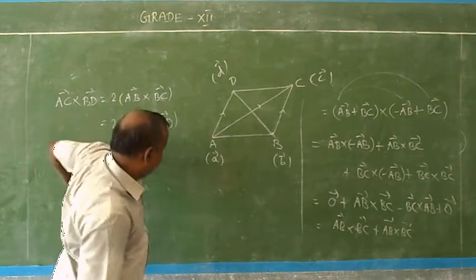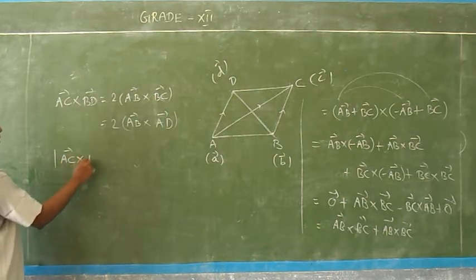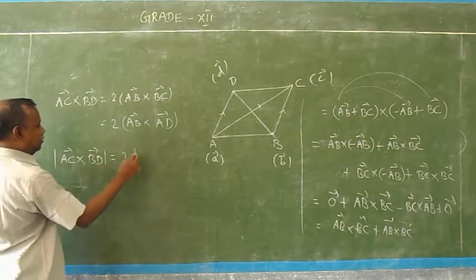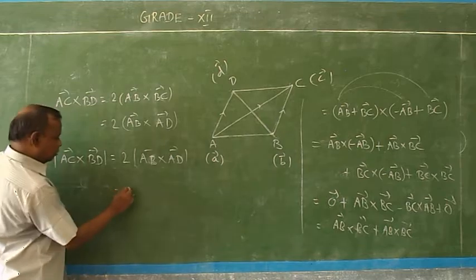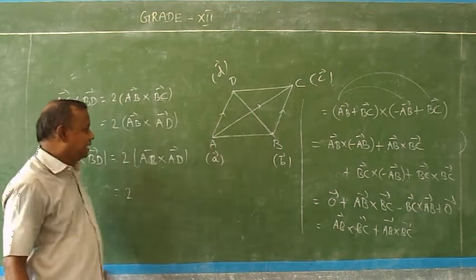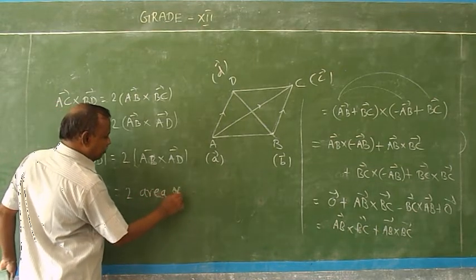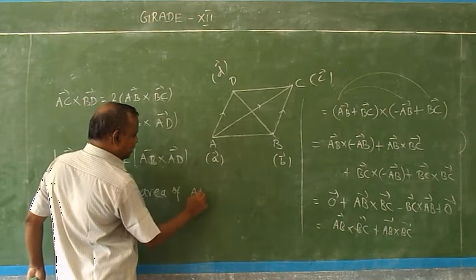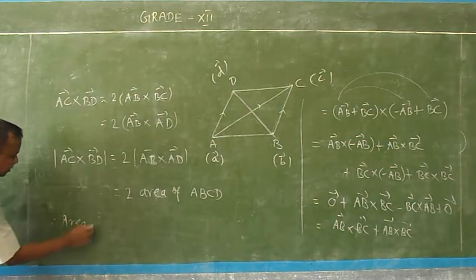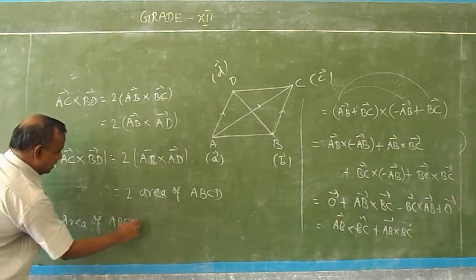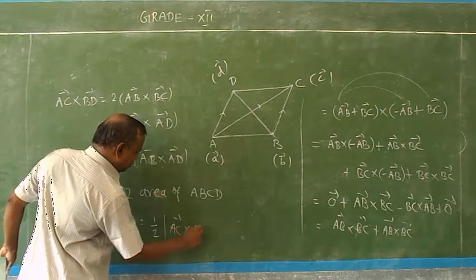Taking modulus on both sides, modulus of AC vector cross BD vector equals 2 into modulus of AB vector cross AD vector. Now, modulus of AB vector cross AD vector is the area of parallelogram ABCD. Therefore, the area of any parallelogram ABCD is equal to, bringing the 2 there, one by two into modulus of AC vector cross BD vector.